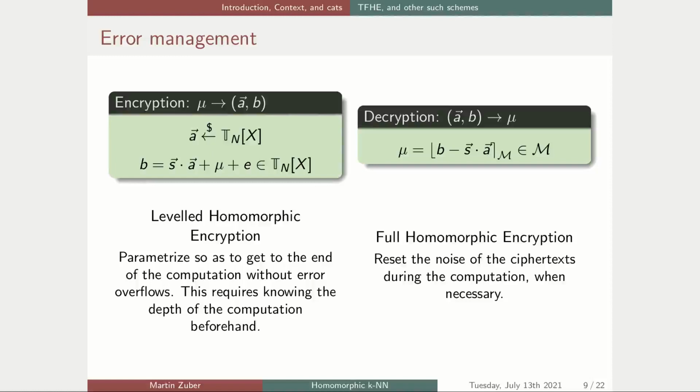So there are two solutions to this. One is to use a leveled homomorphic encryption, and that means setting the parameters so as to stop the computations exactly when the error has not yet grown too big. That means knowing the depth of the computation before we set the parameters, and that can be a problem in certain use cases, and that's the reason why we can use fully homomorphic encryption to solve the same problem, and that requires resetting the noise of the ciphertexts mid-computation. That's the point of the bootstrapping operation in our case.